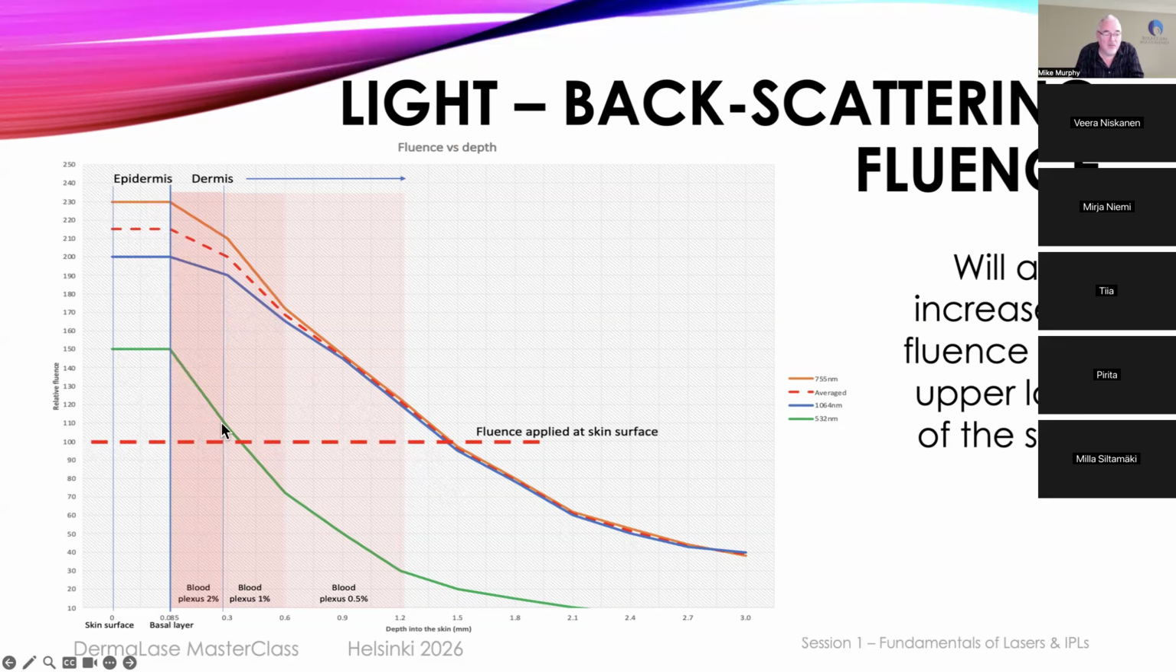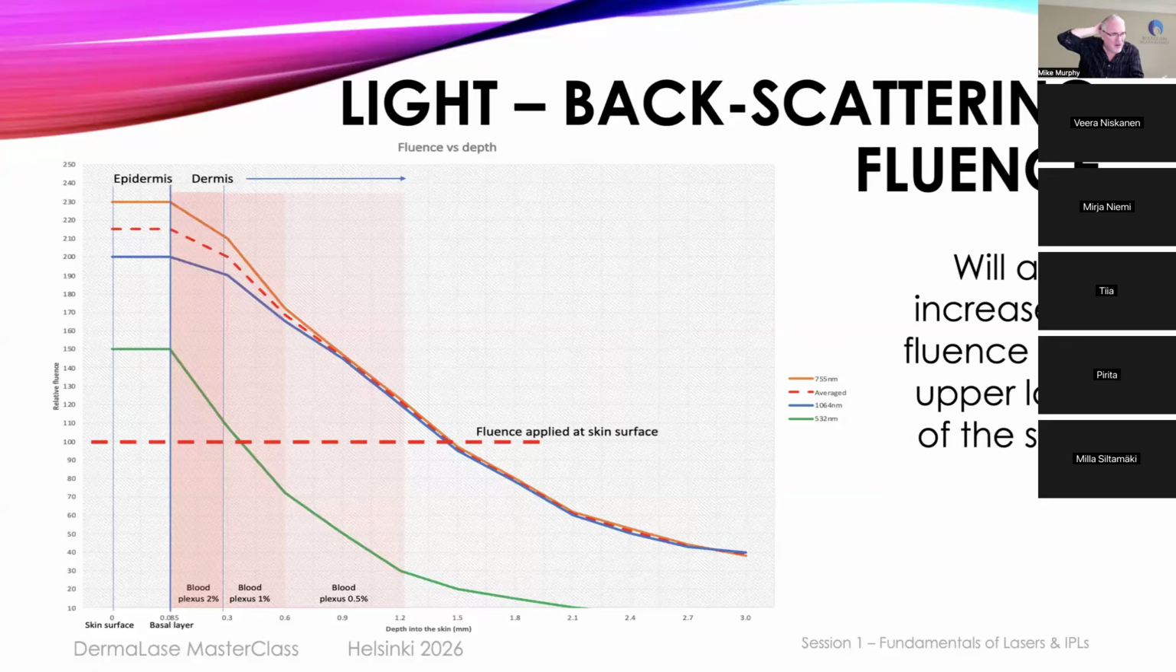And look what's happened. The green light has backscattered so that it reaches about 50% more than the initial light, but these guys are more than double. So this is very strange. This is not intuitive at all. What this is telling us is if you fire in 100 joules, or let's say 10 joules per square centimeter, then for these wavelengths, the alexandrite and YAG, down to a depth of nearly 1.5 millimeters, there is more fluence in that superficial layer of skin than there was being fired in, right?